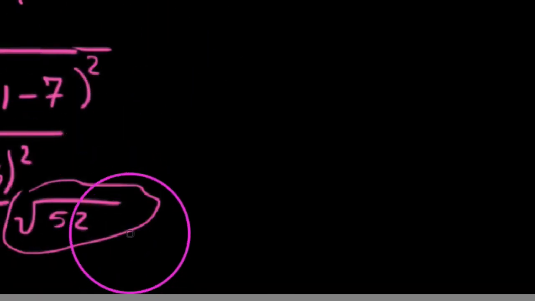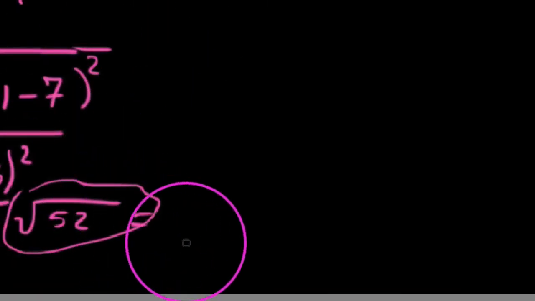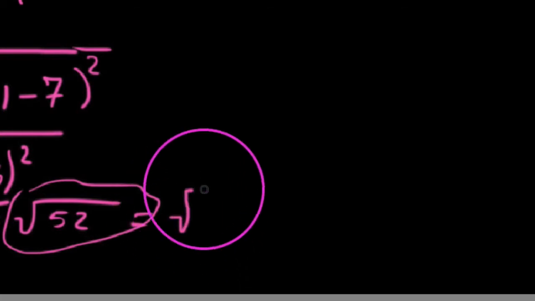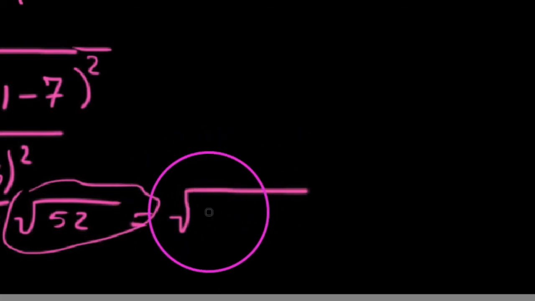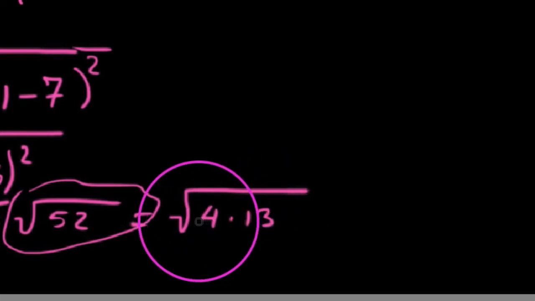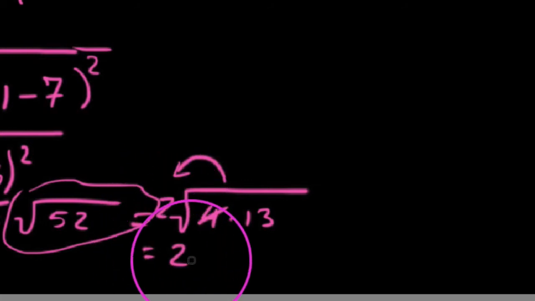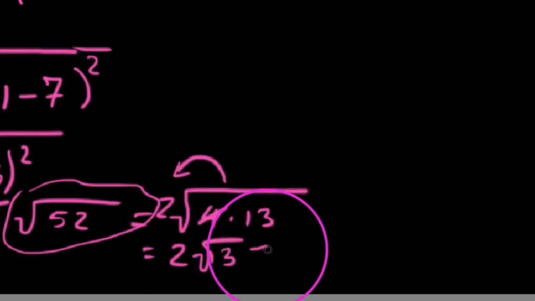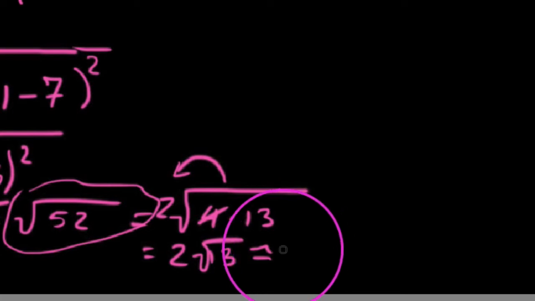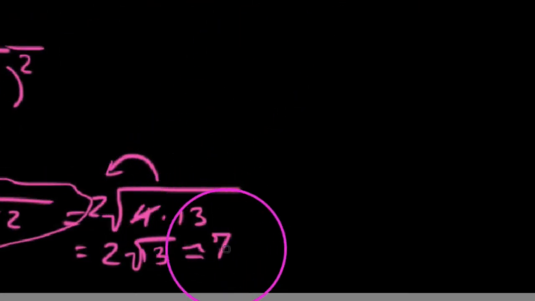Also, I would like to say that we should probably reduce this radical. Let's see here, I think 4 goes into this. 4 goes into this 13 times, and the square root of 4 is 2, so we'll put that 2 out front. So this distance is 2 radical 13, which is approximately that 7.21 that we saw over there, so 7.21.